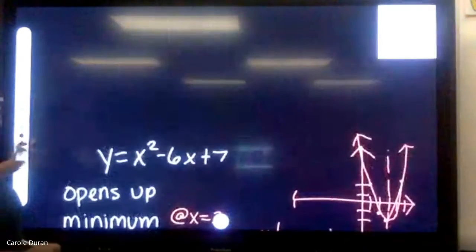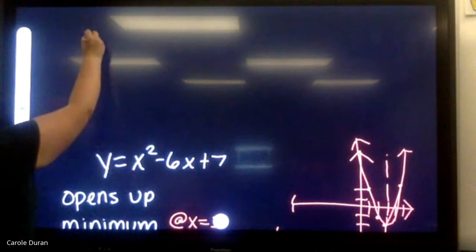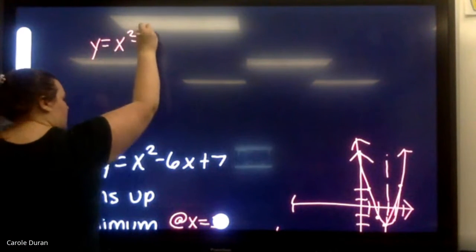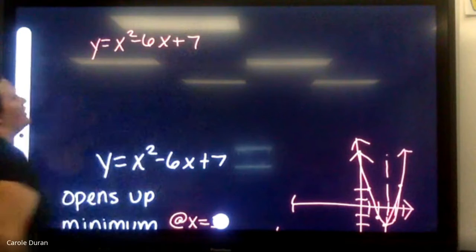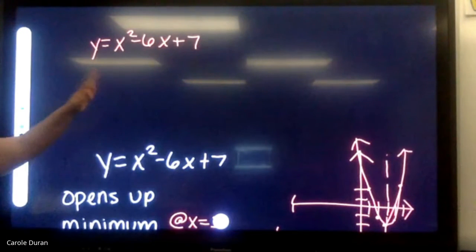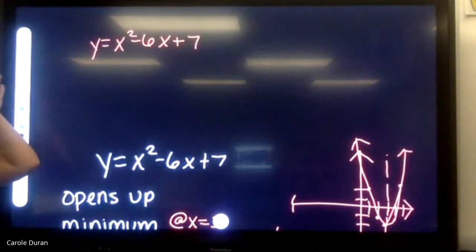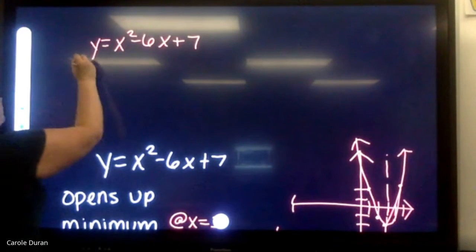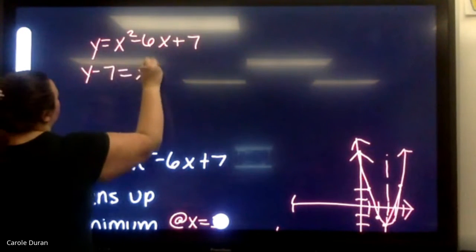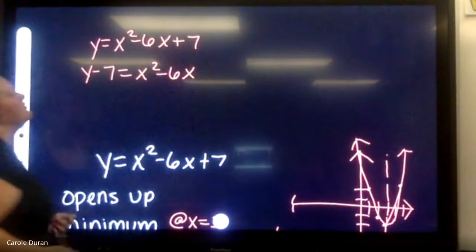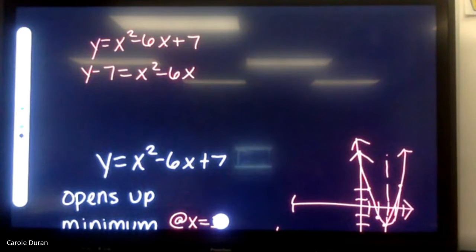So, to get this into vertex form, I'm gonna go ahead and rewrite it. I'm going to need to move my constant 7 over so it's with my y. So when I subtract it over, I get y minus 7 equals x squared minus 6x. Vertex form has a factored x, which means I have to create a perfect square trinomial on that side. It's going to be a beautiful quadratic that's going to factor into the same thing twice.